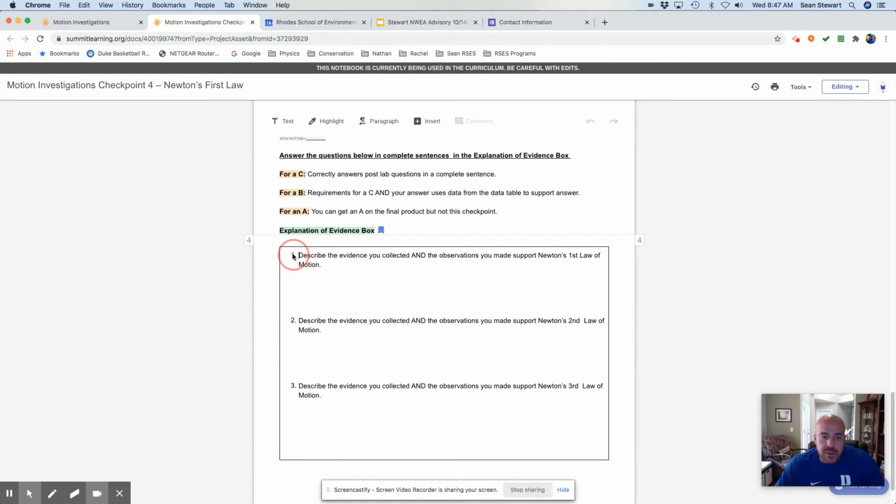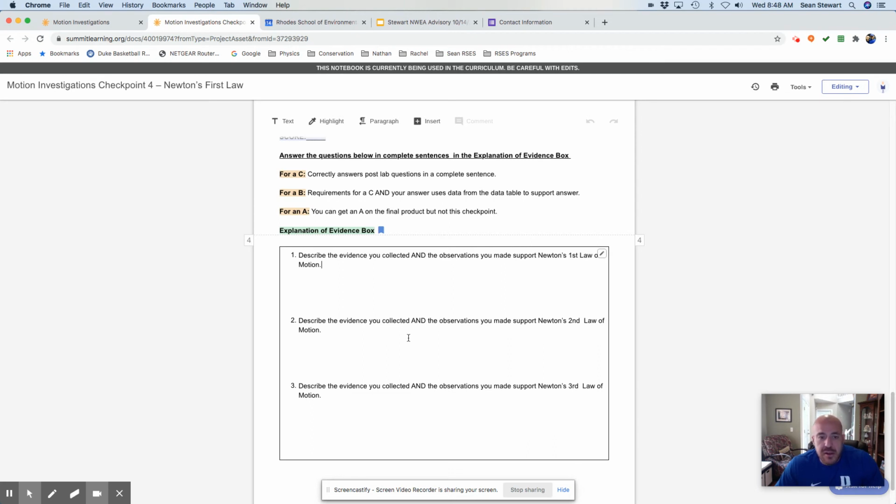There are 3 questions that you're going to answer. Again, those resources at the top will help from your lab here. Describe the evidence you collected and the observations that support Newton's law. So what is Newton's first law? And how did the rocket going up in the air show Newton's first law exists?